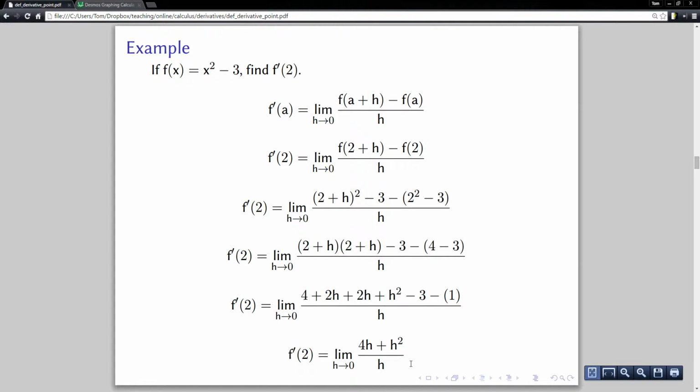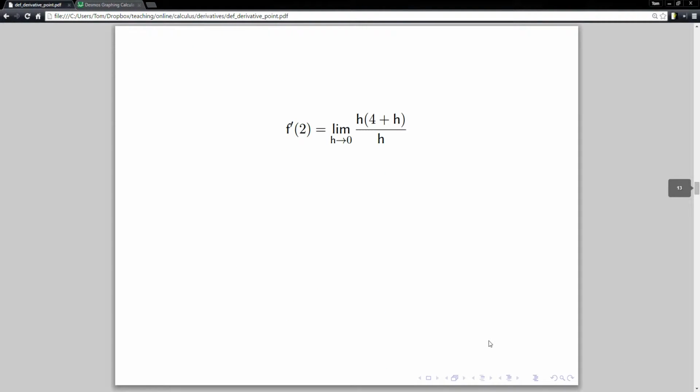If you try to plug in the 0 at any point here, you're going to get 0 over 0 no matter what. That's just how this definition is. But you can see here that every term on the top has an h, and there's an h down here. So what you want to do is to factor out that common factor on top, and then of course cancel it with this h on the bottom here. So now I have f prime of 2 is the limit as h goes to 0, 4 plus h. That's an easy limit to compute.